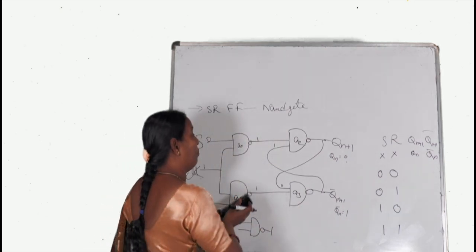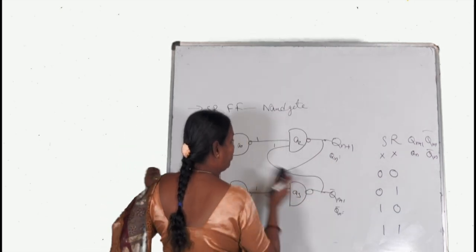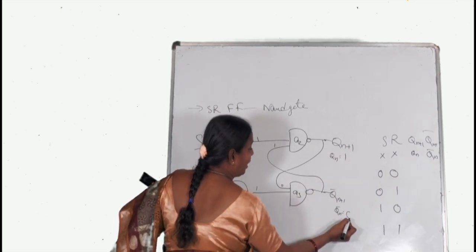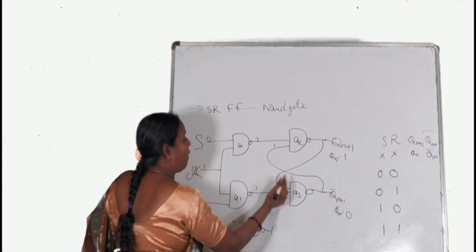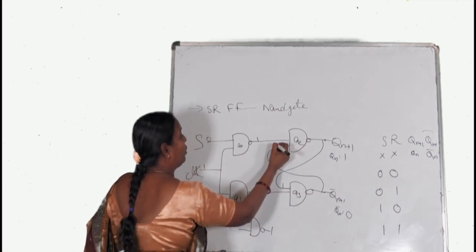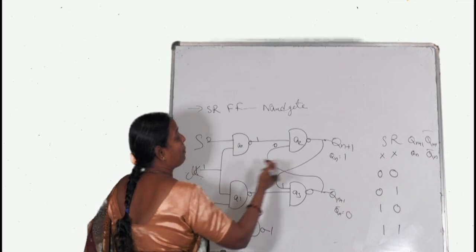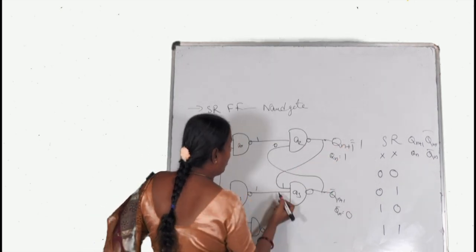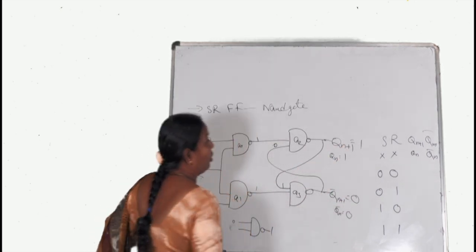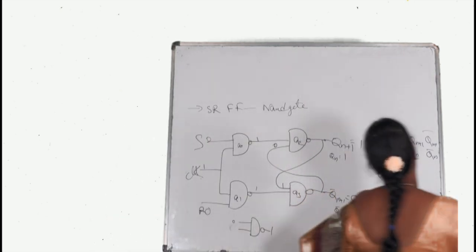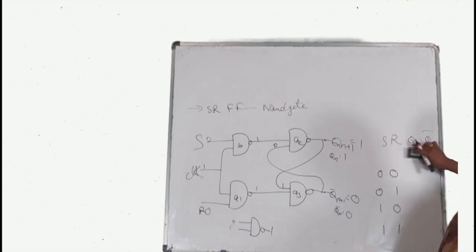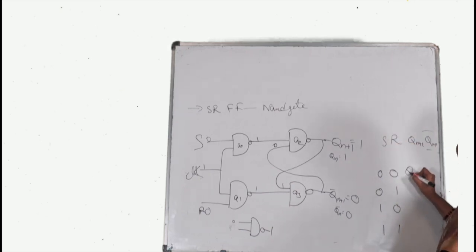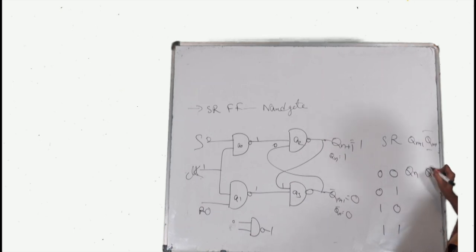If we assume the previous value as 1, then automatically Qn bar will be 0. Then here the value will be 1 and here the value will be 0. For 1, 0, the output will again be 1. For 1, 1, the output will be 0. So for the SR flip-flop, when clock is high and the inputs are 0, 0, the outputs depend upon the previous values Qn and Qn bar.